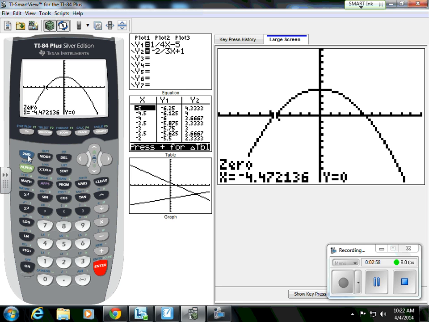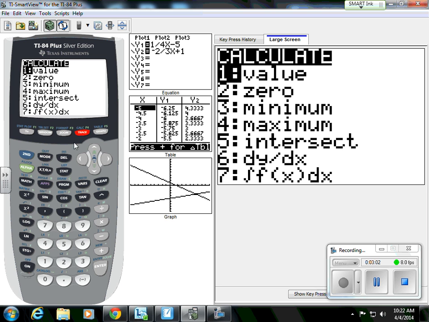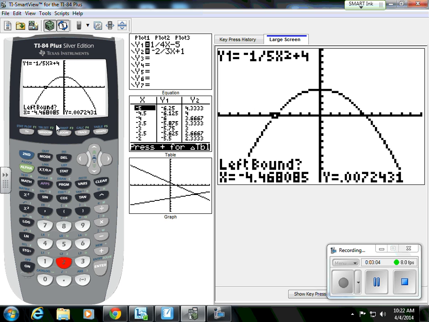So I'm going to go through that same exact process again. Second, calculate. Number 2 is 0. Left bound. Well, this isn't the 0 I want. I want this 0 or x-intercept, so I'm going to cursor over so I'm close to it. Keep in mind I have that imaginary boundary that's a vertical line that would drop right through this 0, right here. And again, left, I'm to the left of that, so I'm going to hit enter.